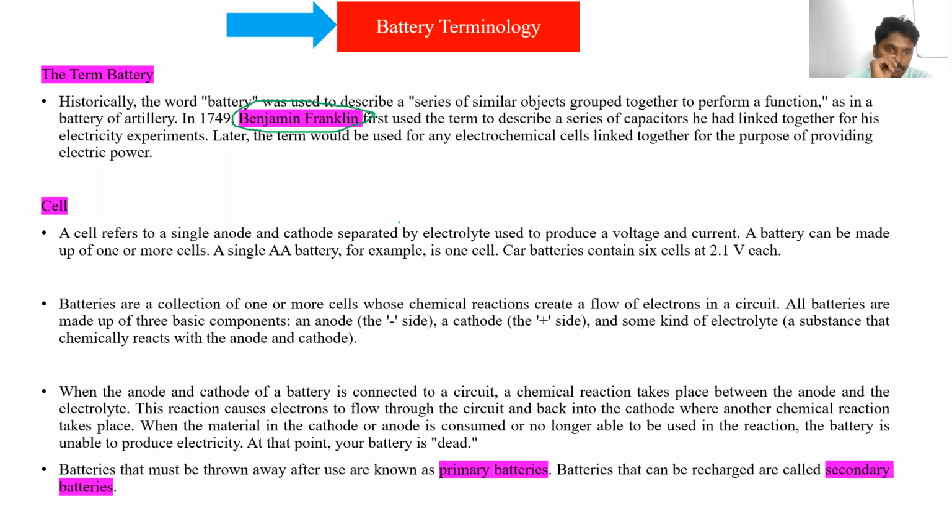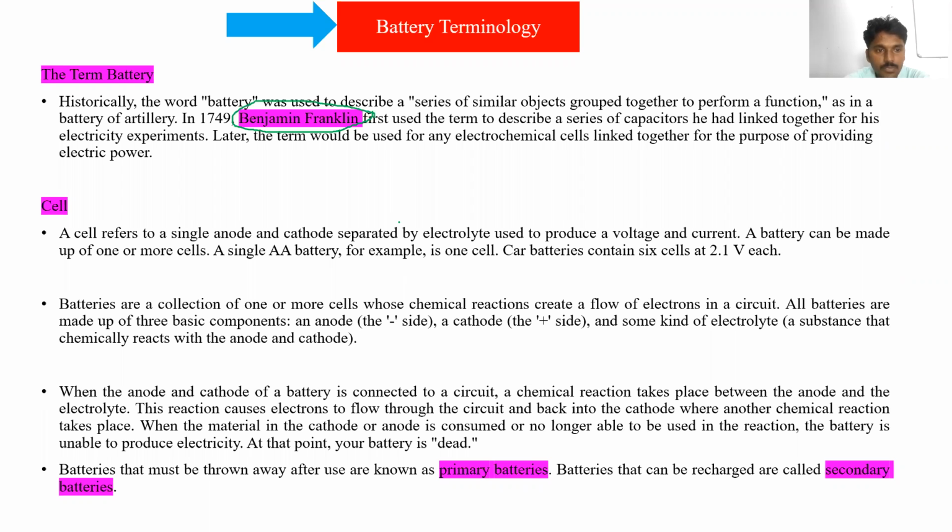So simply, a battery can be made up of one or more cells. Is it clear? Batteries are a collection of one or more cells whose chemical reactions create a flow of electrons in a circuit.